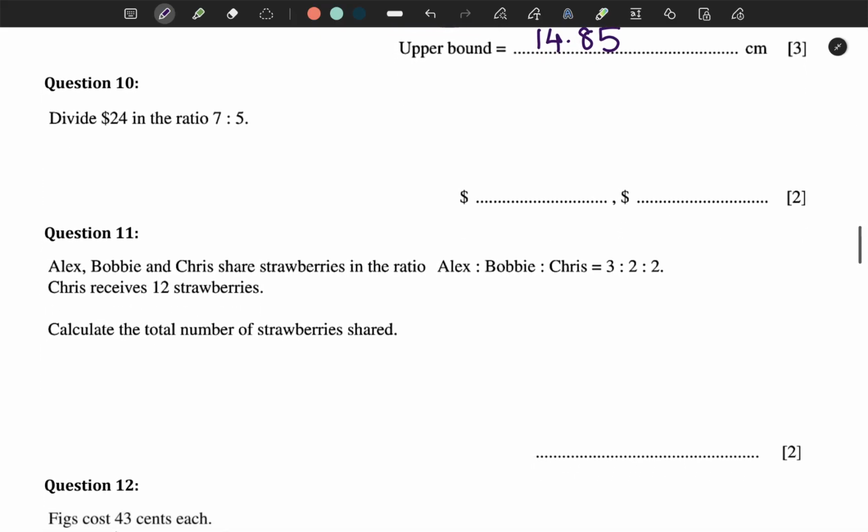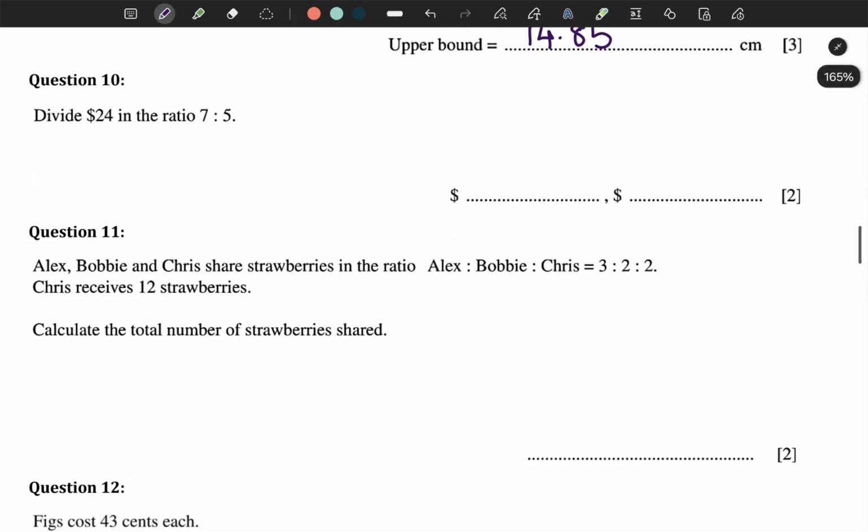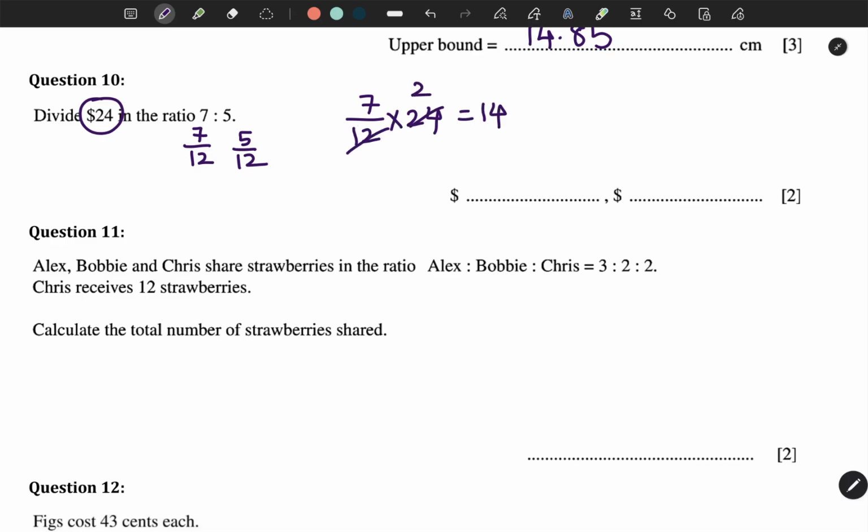Divide $24 in the ratio 7:5. First, I'll try to write the given ratio as a fraction, which would give me 7/12, and this is 5/12. Given quantity is $24, so 7/12 times 24 gives me $14 for the first share. And for the second one, I can even subtract this 14 from 24, gives me 10, or you can also check for 5 times 2, which is $10.